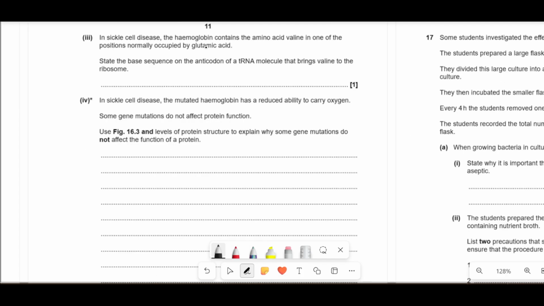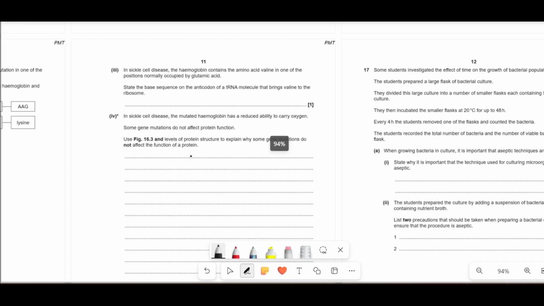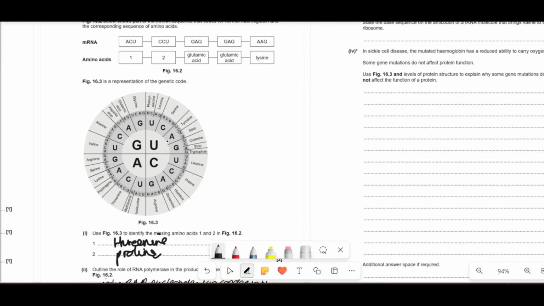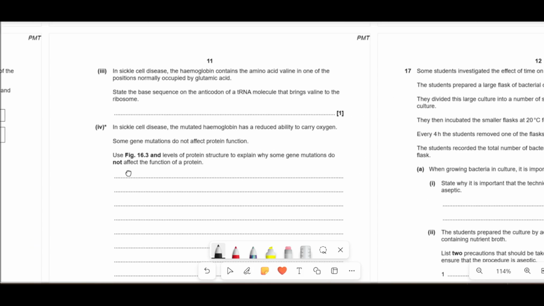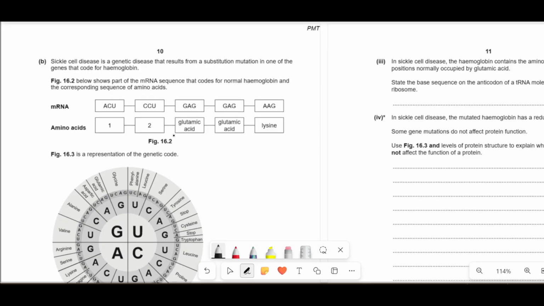So in sickle cell disease, the hemoglobin contains the amino acid valine in one of its positions normally occupied by glutamic acid. State the base sequence of the anticodon of a tRNA molecule that brings valine to a ribosome. So there's a multi-step thing we've got to go on and do here. So if we look at the genetic code, where's valine? Where is it? So hold on. Where's glutamic acid, first of all? Sorry, glutamic acid is here.